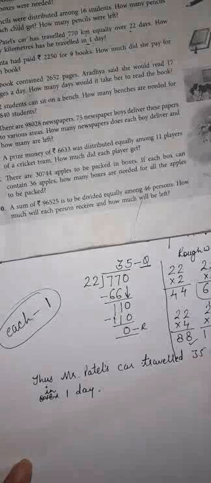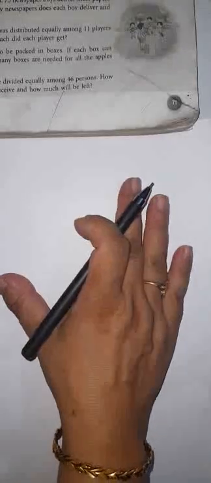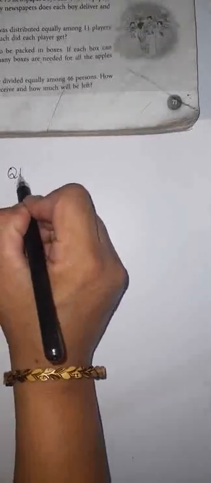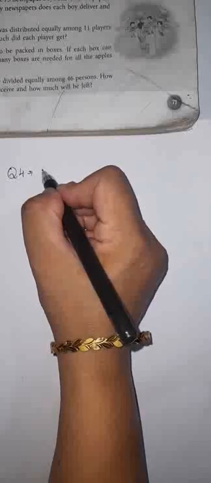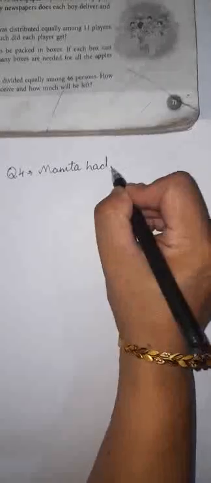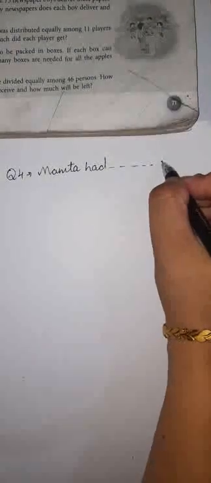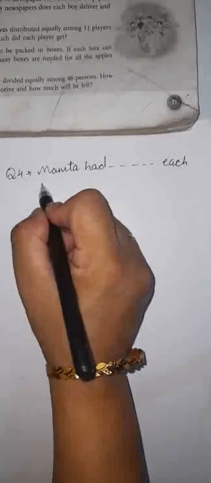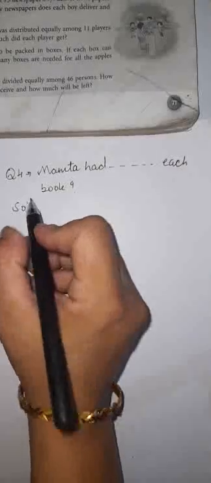Right. So we will not write again the question. No, we will write the question in short form here. Okay. So here this is question number 4. Okay. So Mamta had paid here each book. All right. So statement, first statement, solution.